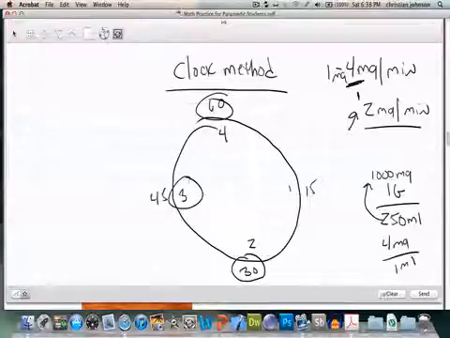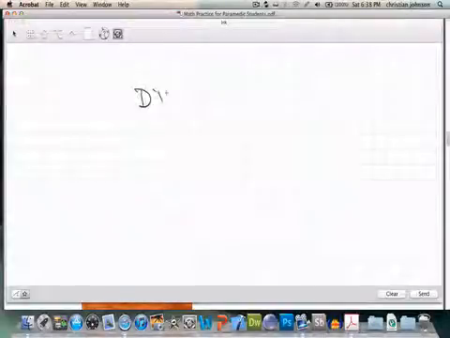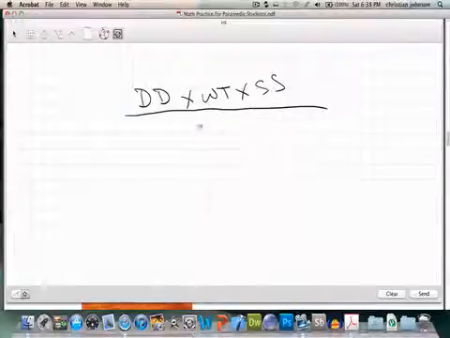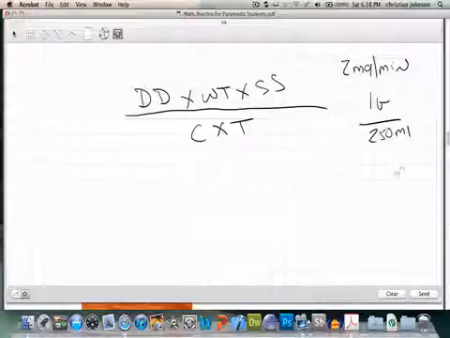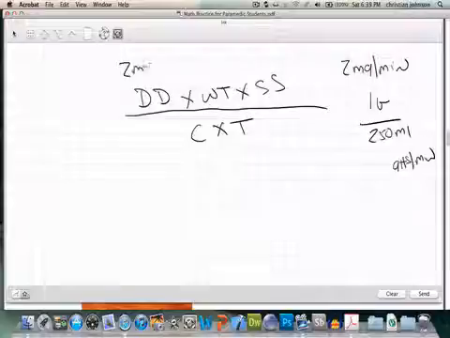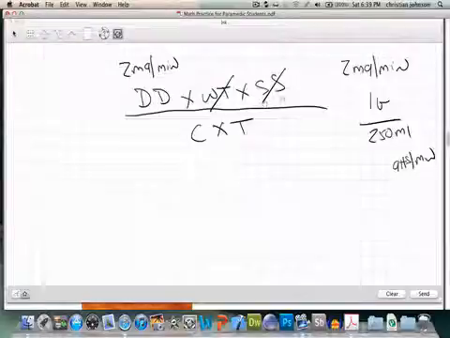Now let's do the same problem using our master formula. Desired dose times weight times solution set all over concentration and time. All right? If I want to give 2 milligrams a minute of lidocaine, I have 1 gram in a 250 ml bag. What's my drip rate? Well, my desired dose, we already know, is 2 milligrams per minute. I don't need weight. I don't need a solution set. Or I do, I'm sorry. I do. That would be 60.